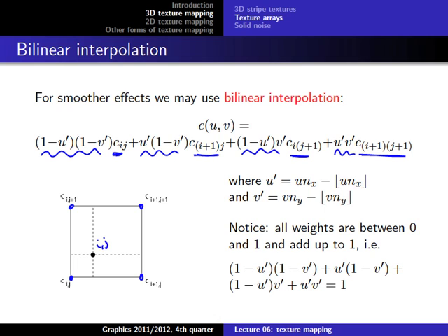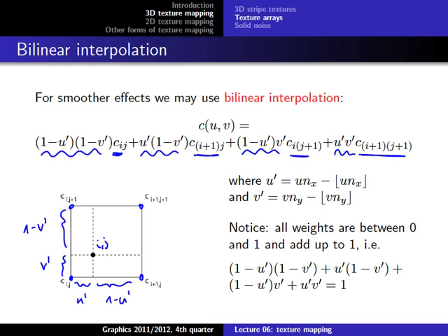If you look at the image, this u dash is defined as the value that we get from the scaling minus this integer part. So this is the part after the comma, which means that these are also, of course, values between 0 and 1. So that means that this here is v dash, this is 1 minus v dash, this is u dash, and this is 1 minus u dash.